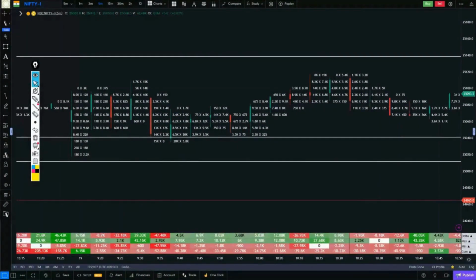Okay, just give me a minute. Perfect. So, before reading the footprint properly, we should know what delta is. Because with the help of delta, we will predict and read the footprint. Now, what exactly is this delta? In simple language, it is the difference between buyers and sellers, like delta.